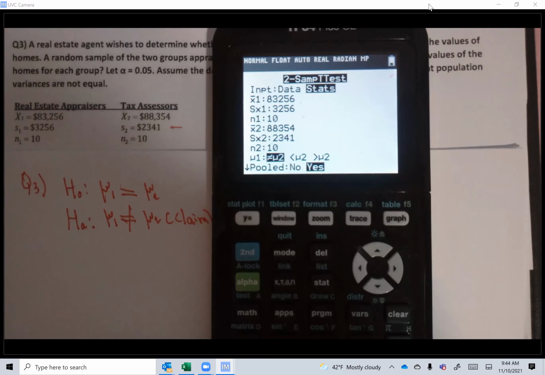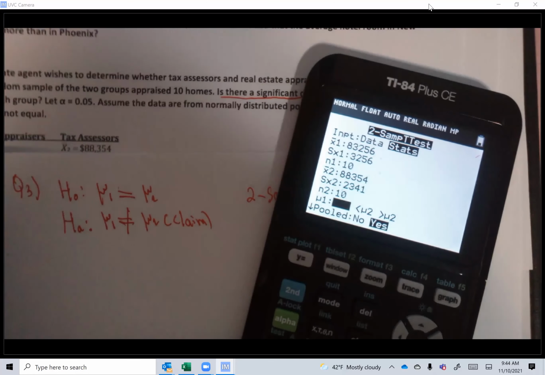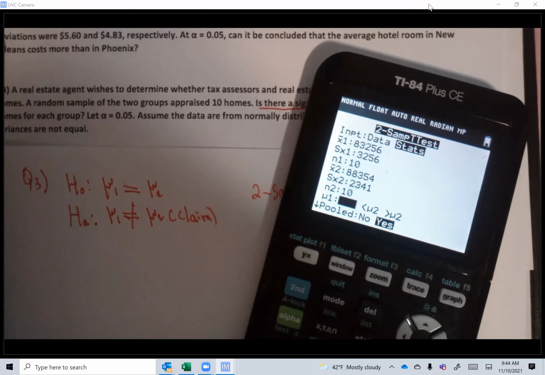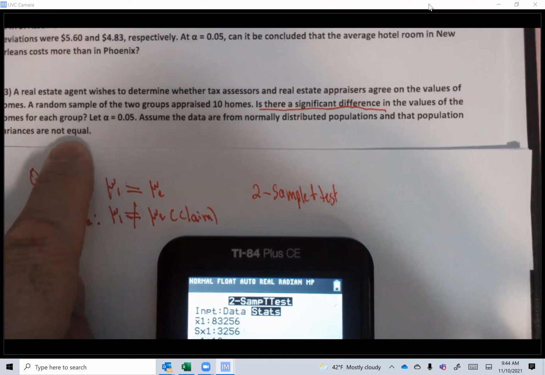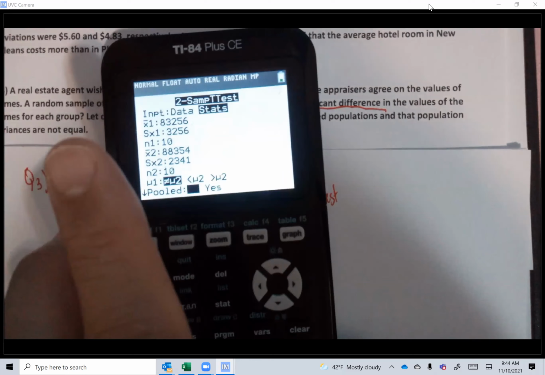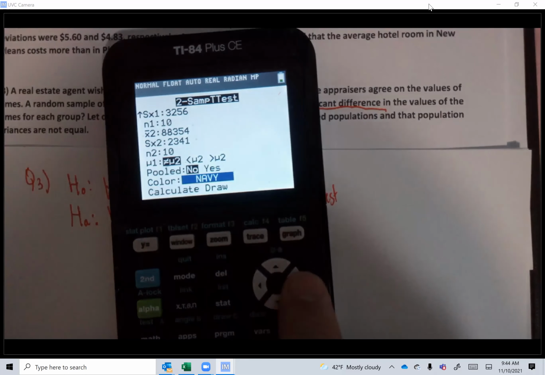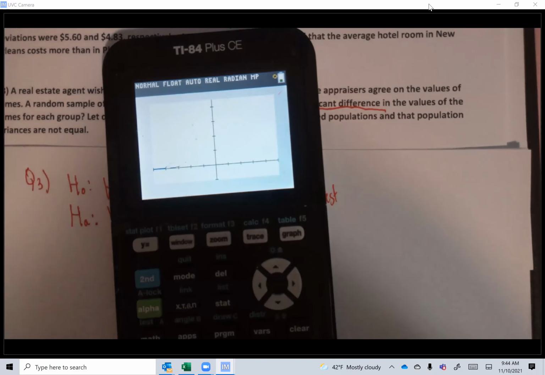And for pooled, guys, it says assume population variances are not equal. So you agree with me that we're going to use no for pooled. See, population variances are not equal. Here you go. And if you like to do a draw, I like that. I like you to see the p-value in action and visualize it. It's good to visualize the p-value. The p-value, it has two tails here, but we barely can see anything.